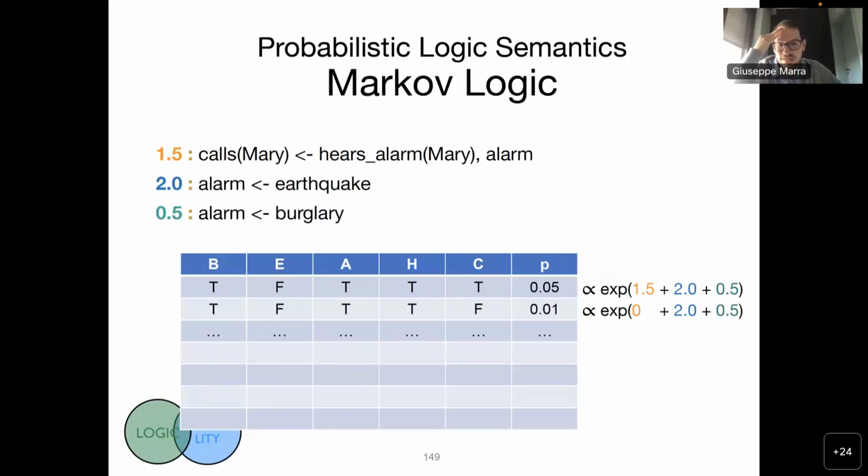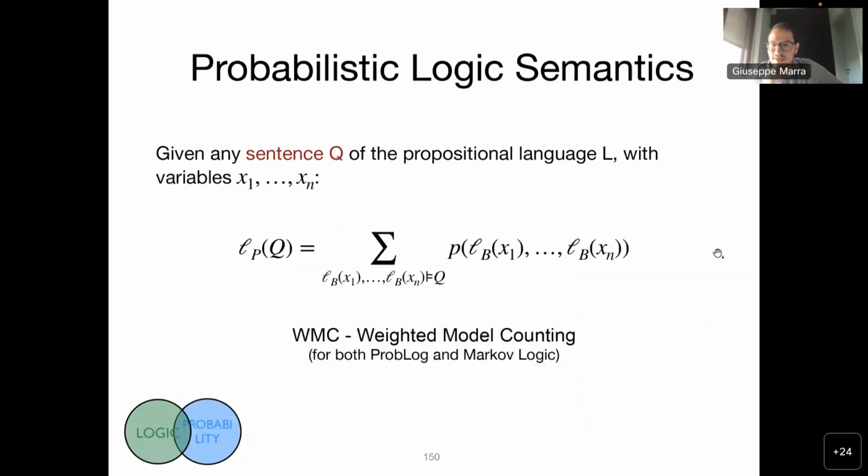But again, the goal for this model is just to define a probability distribution over the assignments. Both in Problog and in Markov logic, what you get in the end is a probability distribution over the assignments. Then the question is, okay, and now how do I compute the probability of every sentence, of a query, of a proof, or a constraint? Well, the probability is just the sum of the probabilities of the models that satisfy the constraint. This task is very well known. It's called weighted model counting, and you can use it indistinguishably both in Problog and Markov logic.